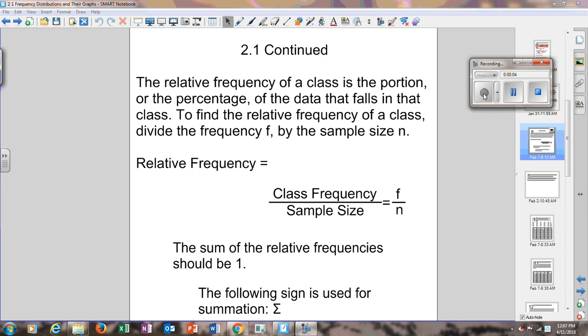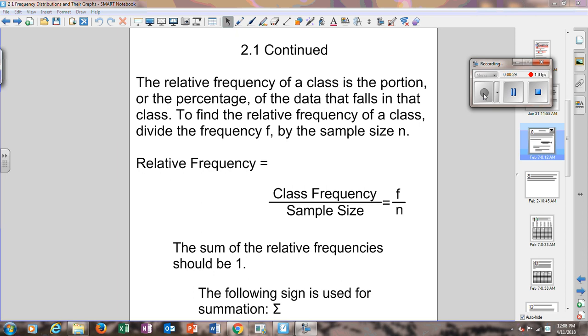Okay, picking up where we left off yesterday, relative frequency of a class is the portion or the percentage of the data that falls in that class. To find the relative frequency of a class, you just divide the frequency, f, by the sample size, n. So relative frequency is f over n. Remember, the sum of the relative frequencies should be 1.